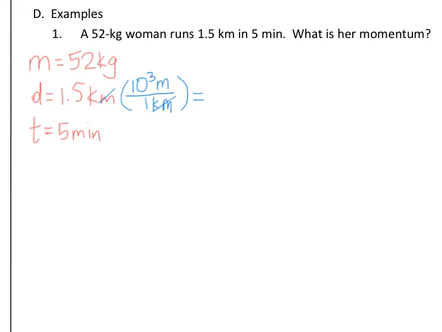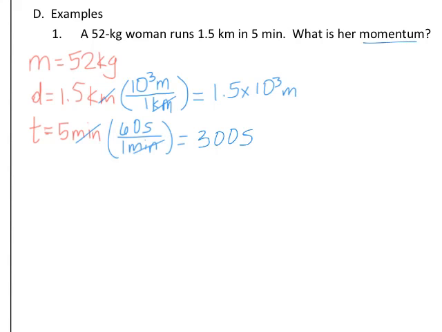And this gives me a distance of 1.5 times 10 to the third meters. And then for seconds, there are 60 seconds for every 1 minute. And again, the minutes are going to go on the bottom so that they cancel. And this gives us 300 seconds.